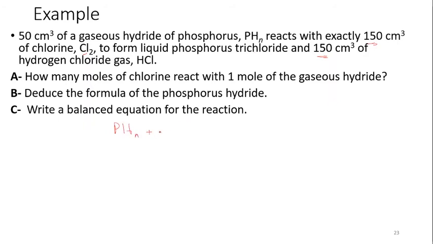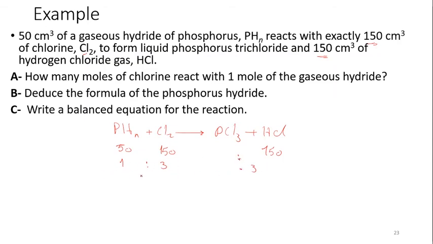PHn reacts with chlorine gas Cl2 to give me PCl3 plus HCl. I'm given here the volume, which is equal to 50, and here 150 cubic centimeter, and here 150 cubic centimeter. I don't have to convert my cubic centimeter into cubic decimeter because I'm just using a ratio. So if I divide by the smallest number, which is 50, I will get the ratio between the three of them, 1 to 3 and 3.